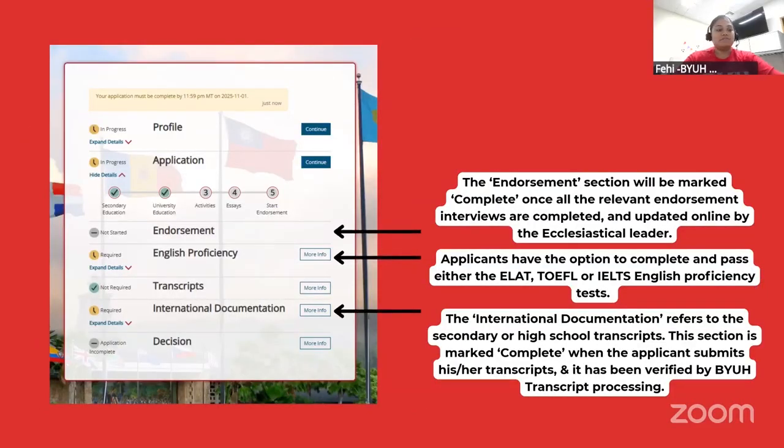For this section, this will be the overview of your application. For your application to be submitted, there is a fee of $35 US, and once the fee is paid, you have to go back to the application. Once all these sections, the endorsement, ELAC (you've taken ELAC), your transcript, and international documentation, have been marked completed in green, you're able to click and submit.